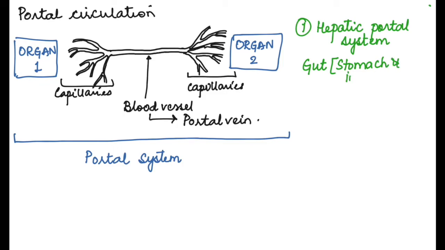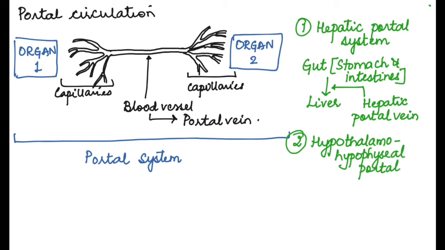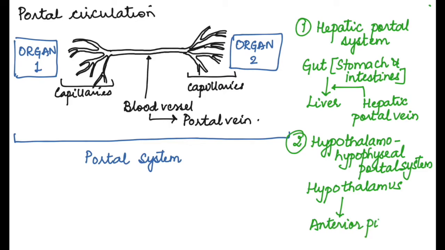The hepatic portal system includes the blood moving from the gut, that is from the stomach and intestines, to the liver before going to the heart. So this vessel is called as a hepatic portal vein. The other one is the hypothalamo-hypophyseal portal system. This includes the blood moving from the hypothalamus to the anterior pituitary. So these are the two portal systems in the human body.